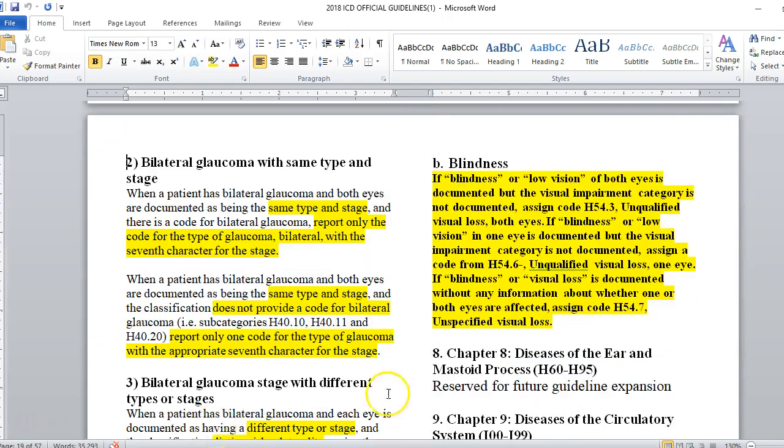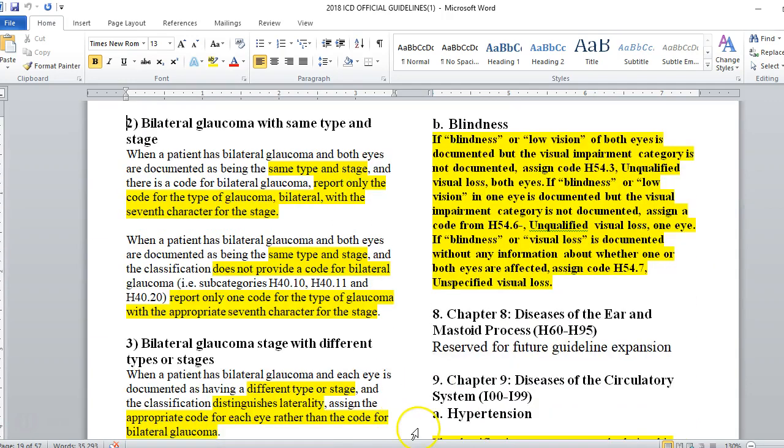Okay, so when the patient has bilateral glaucoma and both eyes are documented as being the same type and stage, and there's a code for bilateral glaucoma, report only the code for the type of glaucoma, bilateral, with the 7th character for the stage. Okay, so if both eyes are exactly the same and there is a code for bilateral, one code, because the one code will describe the bilateral glaucoma with the stage.